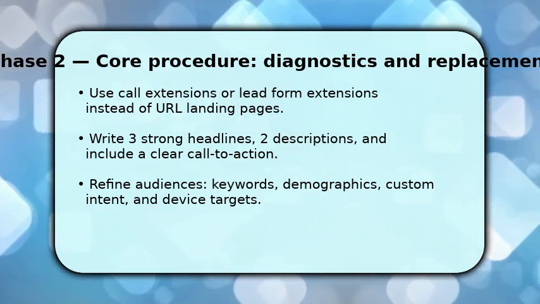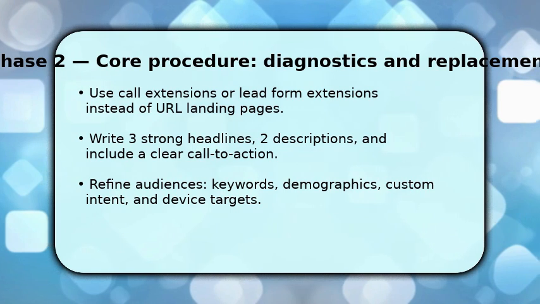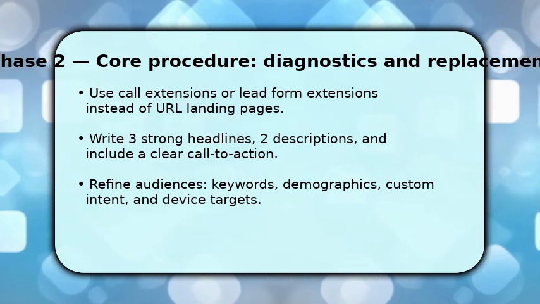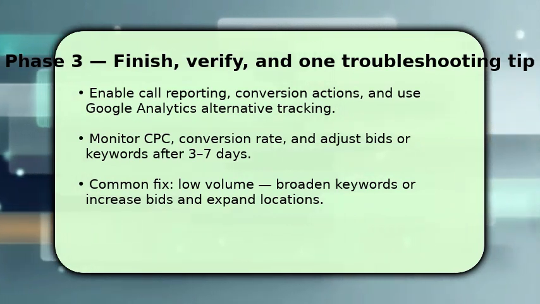Once the creative and targeting are set, review bid strategy and ad scheduling to finish by activating conversion tracking for calls and lead forms so you measure value. Enable call reporting and link your Google business profile if available.